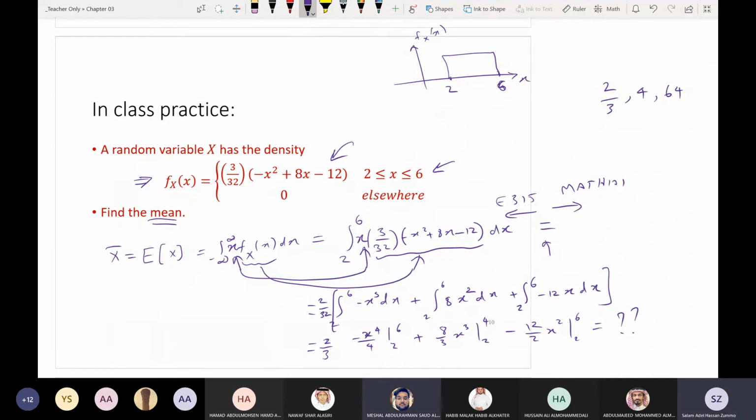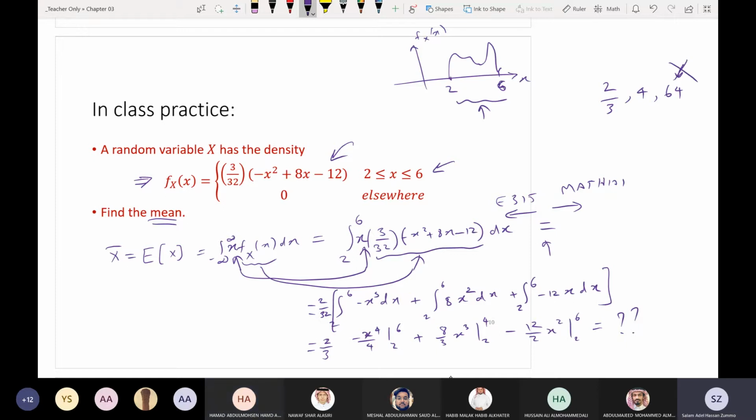Which one of them can be an answer? Before we continue, which one can be a correct answer? Let's analyze your answers. Can 64 be a correct answer? No, it's out of the range, from 2 to 6. It's impossible, guys. The PDF doesn't look like this, but forget that. 64 is impossible because the mean must be between 2 and 6. So this cannot be true.